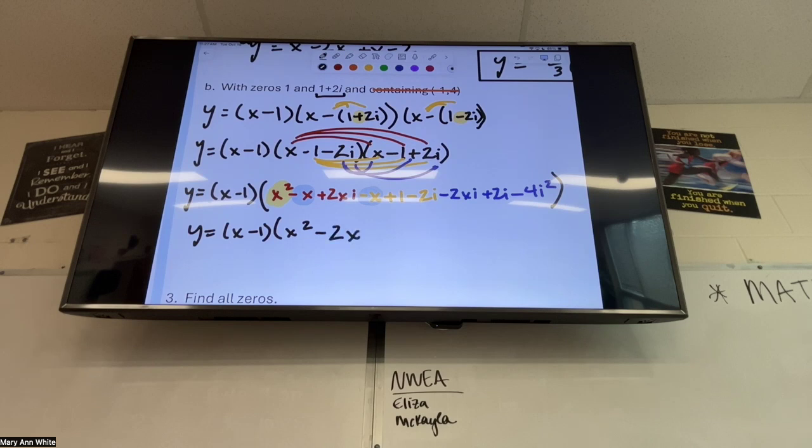The positive 2xi cancels with the negative 2xi. So does the negative 2i and the positive 2i. What is negative 4i squared the same thing as? Plus 4. And so my last number is going to be 1 plus 4, which is 5.